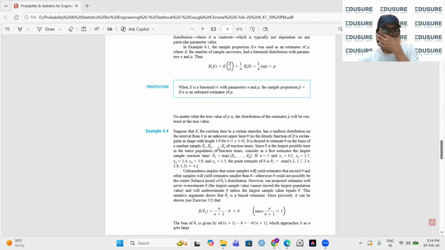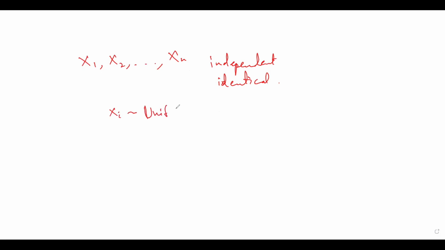Now let's take a look at another example of an estimator, and let's check whether it is unbiased or not. So this is our random sample x1 to xn, and all of these are independent and identically distributed. All of these follow uniform 0 comma theta, and we want to estimate this theta. So this is our parameter.